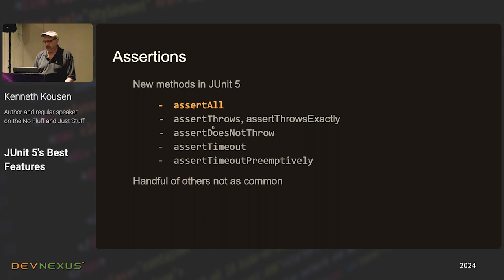throwing a null pointer exception for an unrelated reason and the test would pass anyway. Now with assert throws, you actually put in the block, the executable again, that's supposed to throw that exception, and the test only passes if it does. And it works polymorphically, if you will. In other words, you could check for a parent exception, but if you want to check for precisely the exception you're looking for, there's assert throws exactly as well.